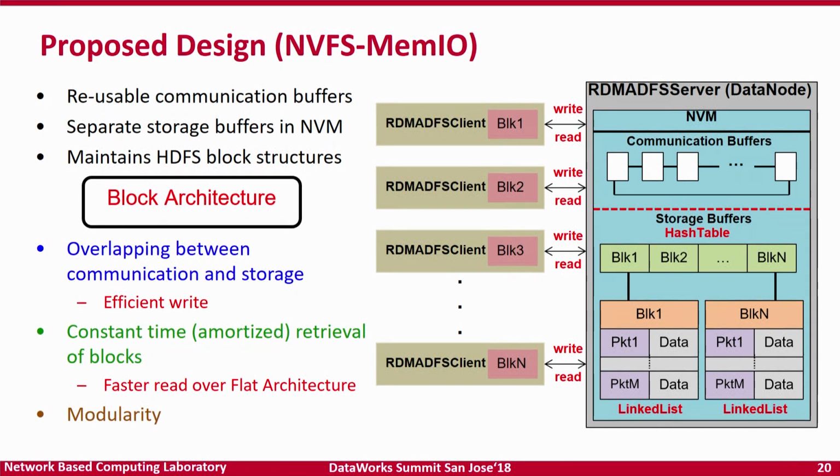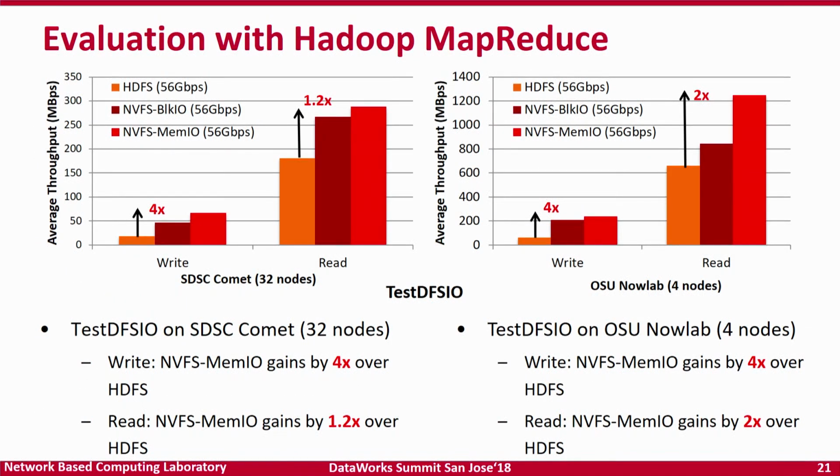Now let's take a look at the results. We tested our Hadoop package on two different clusters, SDSC Comet and the NowLab cluster. Here we're comparing the original HDFS performance with NVFS BlkIO and MemIO. For MemIO, we are using the block architecture because we find that it delivers much better performance for both read and write. As we can see here, our design provides up to 4 times improvement for write, and about 2 times improvement for read operations.